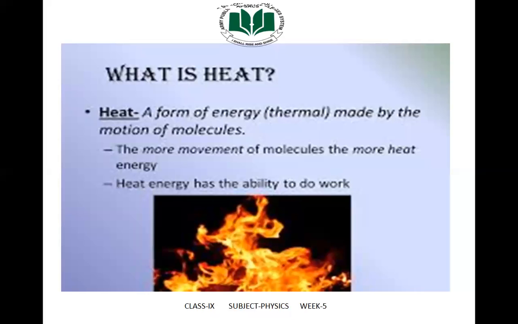Next one is heat. Heat is a form of energy made by the motion of molecules. The more movement of molecules, the more heat energy. Heat energy has the ability to do work. Heat is a form of energy given out by hot bodies. A large amount of heat is obtained by burning fuels. Heat is also produced when motion is opposed by frictional force. The food we take provides us heat energy. The sun is the main source of heat energy.